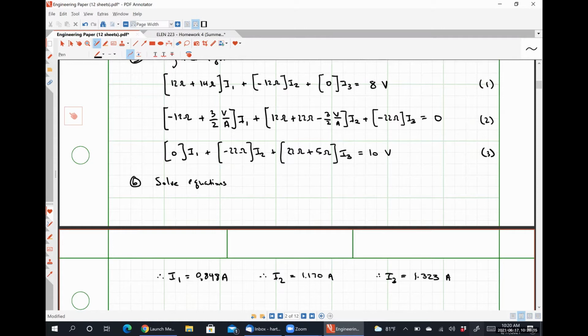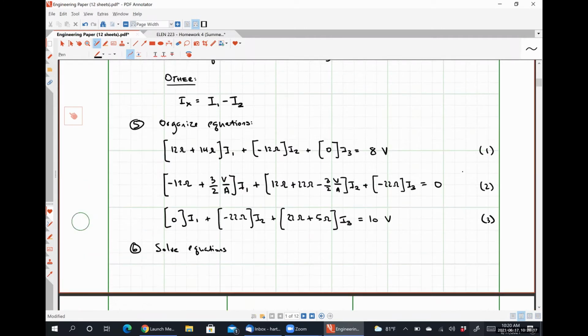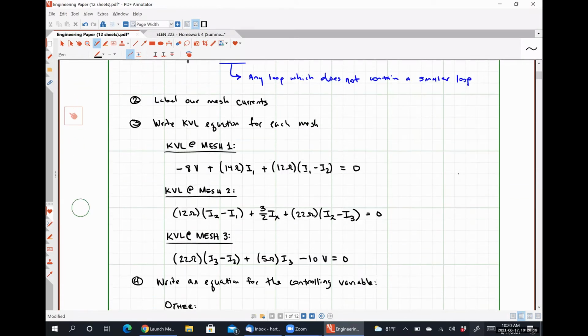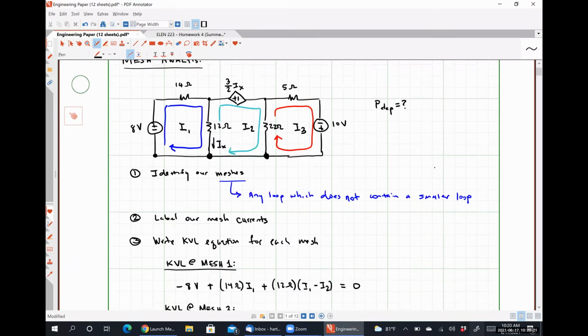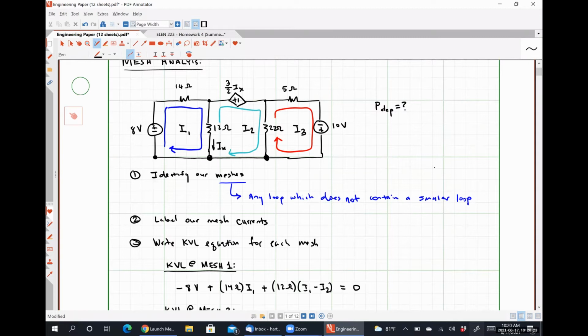So we know what our mesh currents are, but that doesn't finish the problem, right? Because we were asked to determine the power supplied by our dependent source. So let me ask you guys a question. Based on what we know about our mesh currents, or the fact that we know all of our mesh currents now, can we find that power pretty easily?